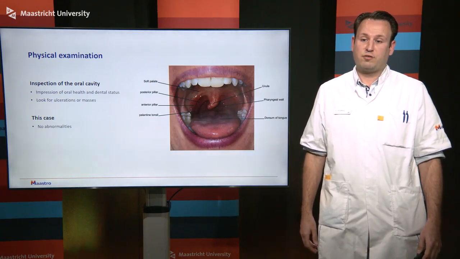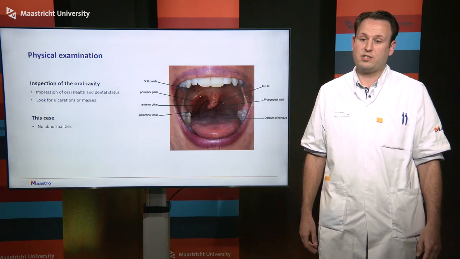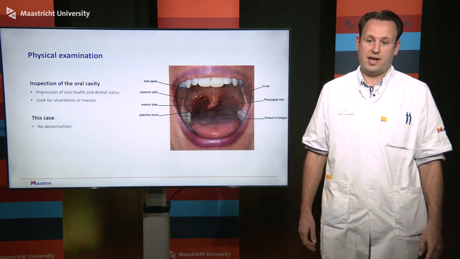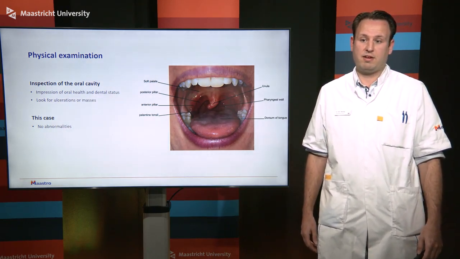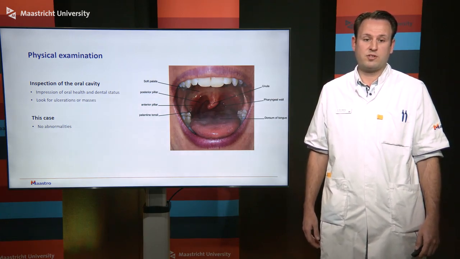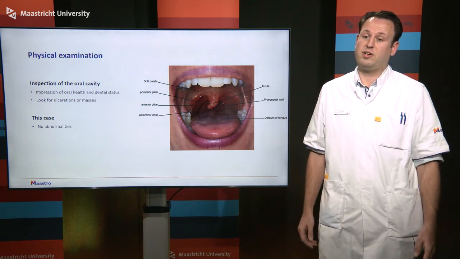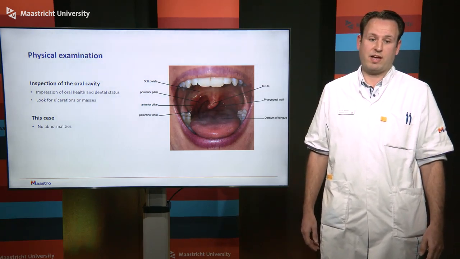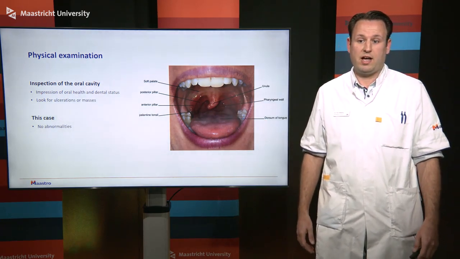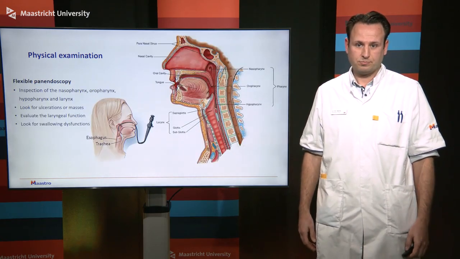So inspection of the oral cavity is to have an impression of the general health of the mucosa, of the teeth, to see if there are any missing teeth, if there are any infections that can give problems during treatment, but also to look for ulcerations or masses. So to see if there is a primary tumor in the oral cavity. In this case, it's like this. We just see a healthy mouth, no abnormalities.